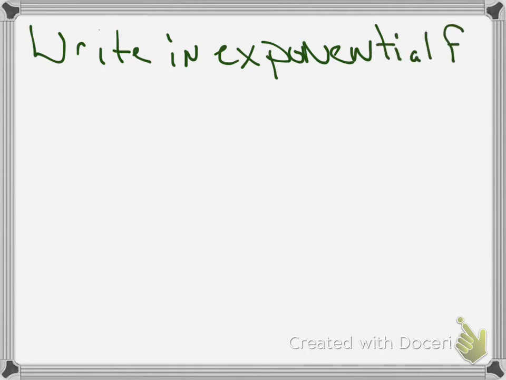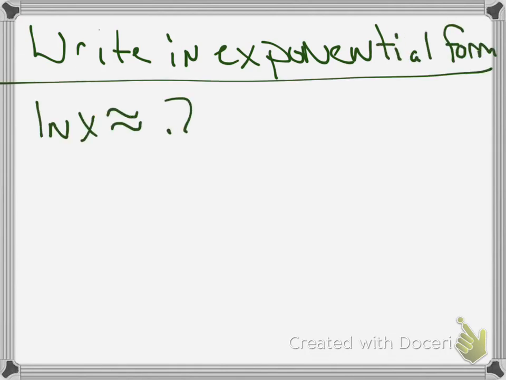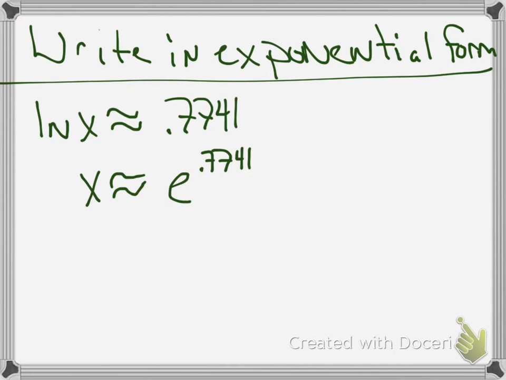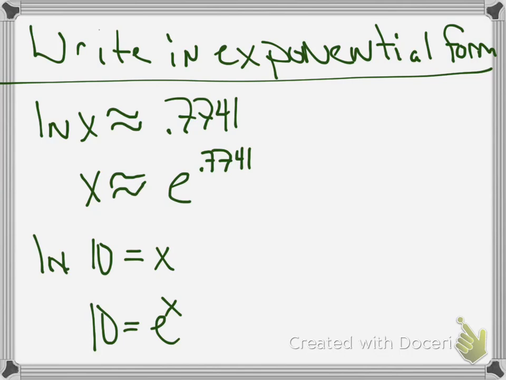How about going the other way? Let's write it in exponential form. When you see ln, you have to go with that is base e. So x is approximately equal to, because it's of course an approximation, e to the 0.7741 power. Notice I'm trying to keep the variables on the left and numbers on the right. The natural log of x equals 10 could be x equal to e to the 10th power. So you can see how we can work these. No biggie, all done. There you go.